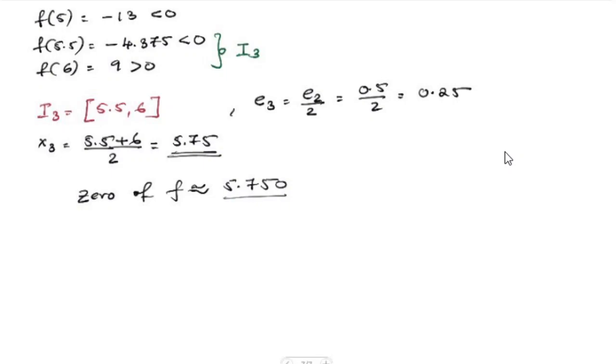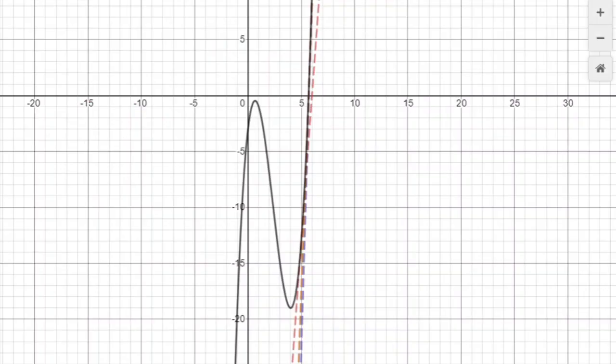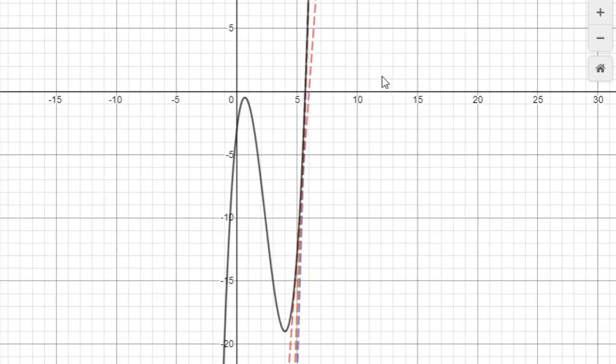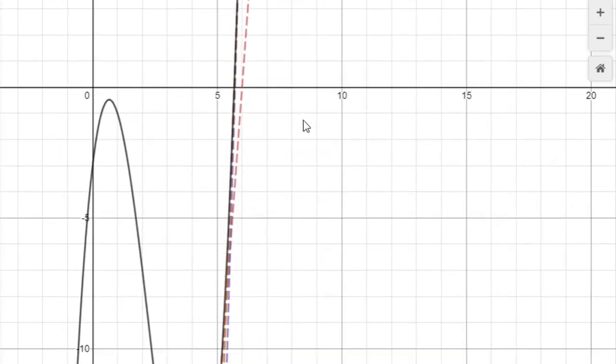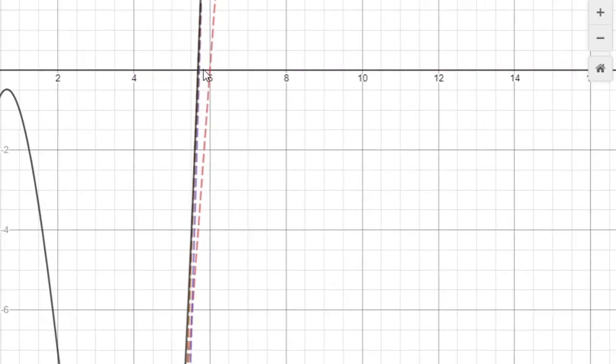Now let's see where the actual zero lies. If you go to the graph of the function, we'll have the actual zero here. Drawing the tangents, the actual zero is at 5.686. So that's the actual zero for this function.